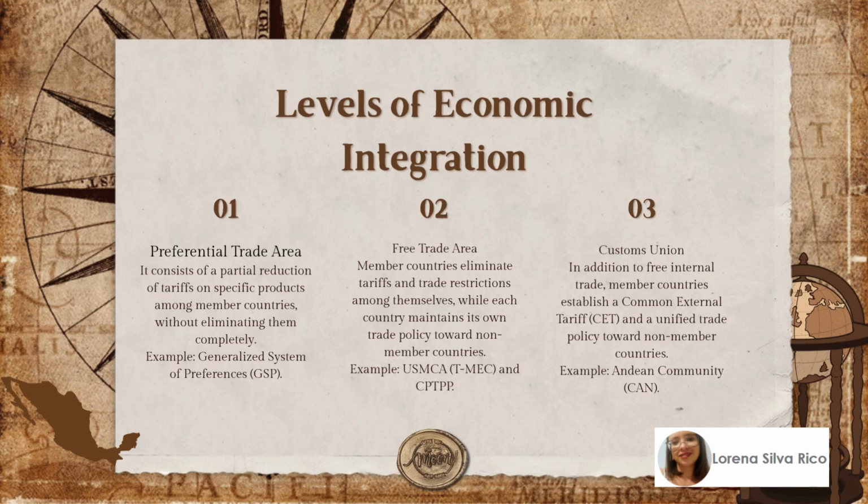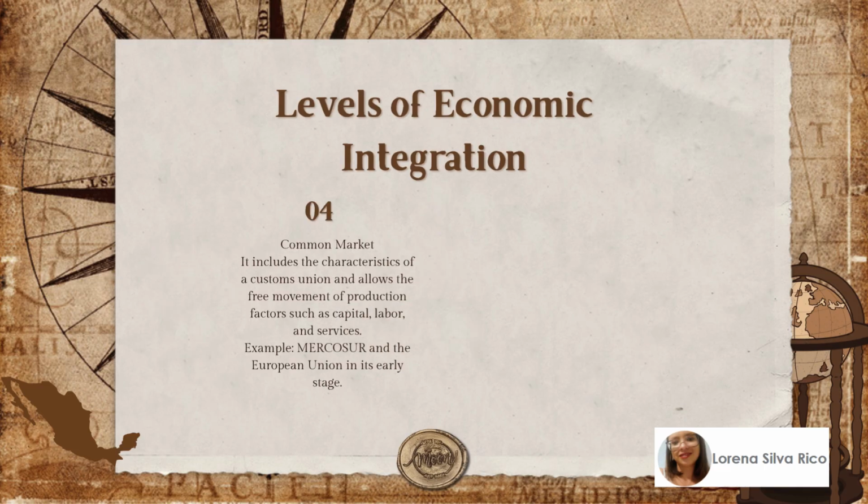3. Customs union. In addition to internal free trade, member countries establish a common external tariff, CET, and a unified trade policy toward non-member countries. Example: the Andean Community, CAN. 4. Common market. Combines the characteristics of a customs union and allows the free movement of factors of production such as capital, labor, and services. Example: Mercosur and the European Union in their early stages.